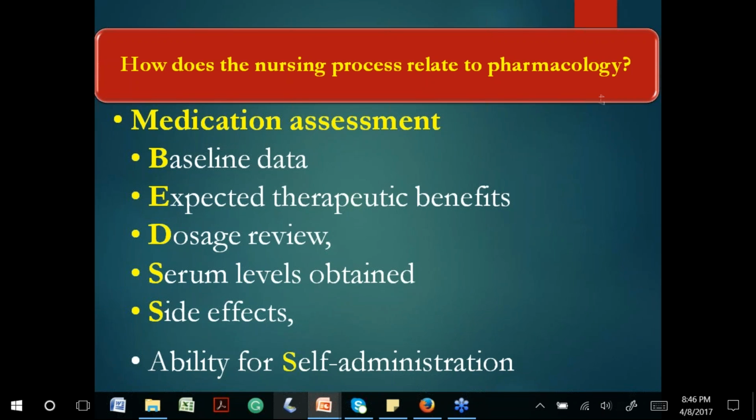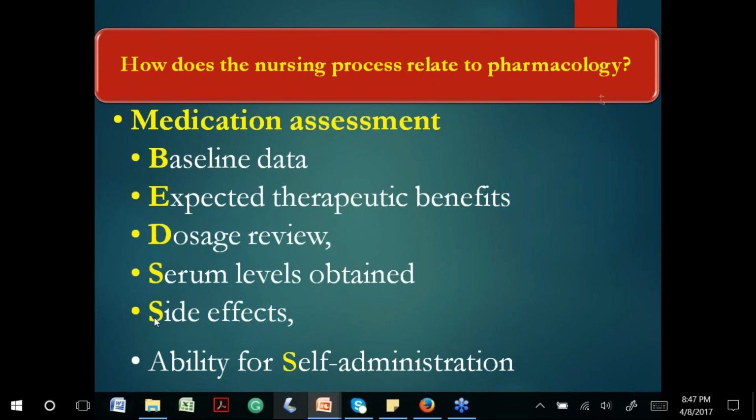Okay. In cases of patients who have, for example, diabetes or nebulizers, or any other medication they need to administer, they need to show you that they are able to self-administer the medication. Right? So that is a medication assessment.